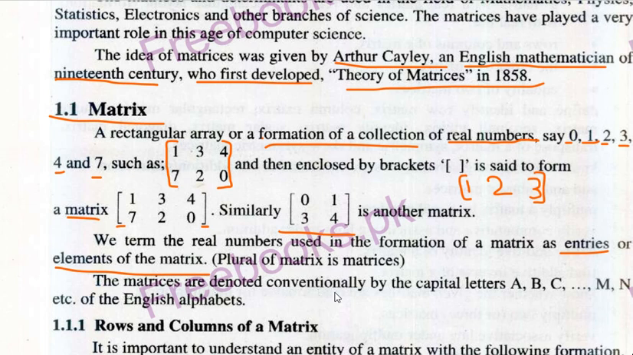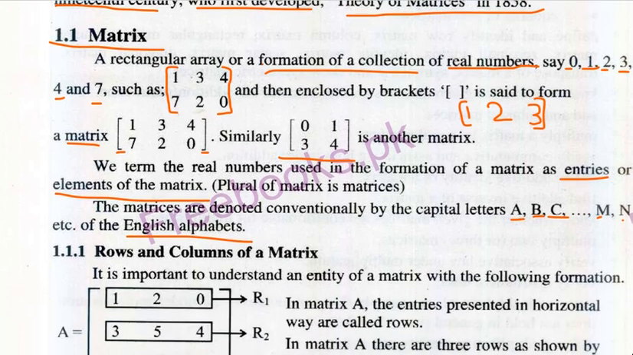Matrices are denoted by capital letters. Whenever we write any matrix, we can use capital letters like A, B, C, M, and so on, all the English alphabets, but in capital letters.